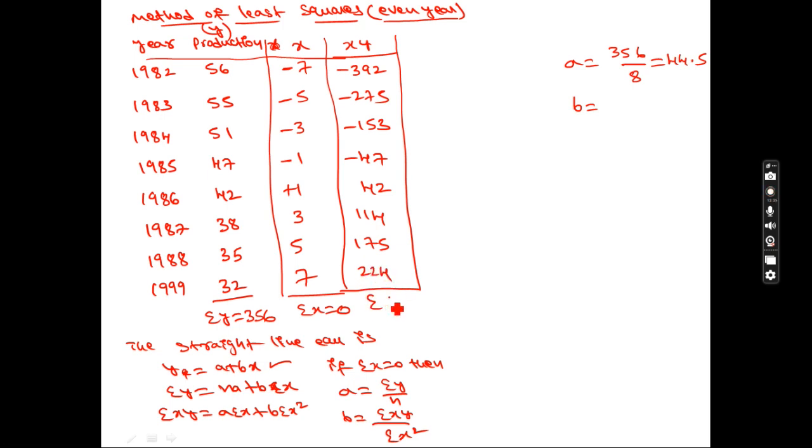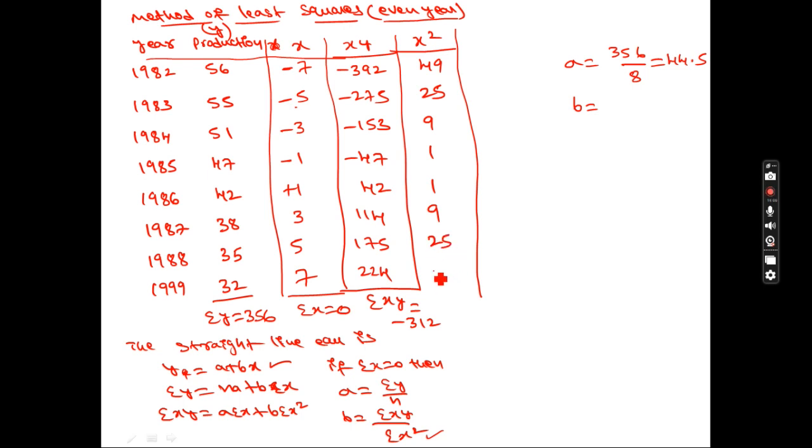So do the total of xy. The xy total is -312. Next, what is required as per the formula? X square is required, so do the x square now. 7 square is 49, 5 square is 25. You know that a negative square becomes positive. So it will become 49, 25, 9, 1, 1, 9, 25, and 49. Do the total of summation x square also. The summation x square total is 168.